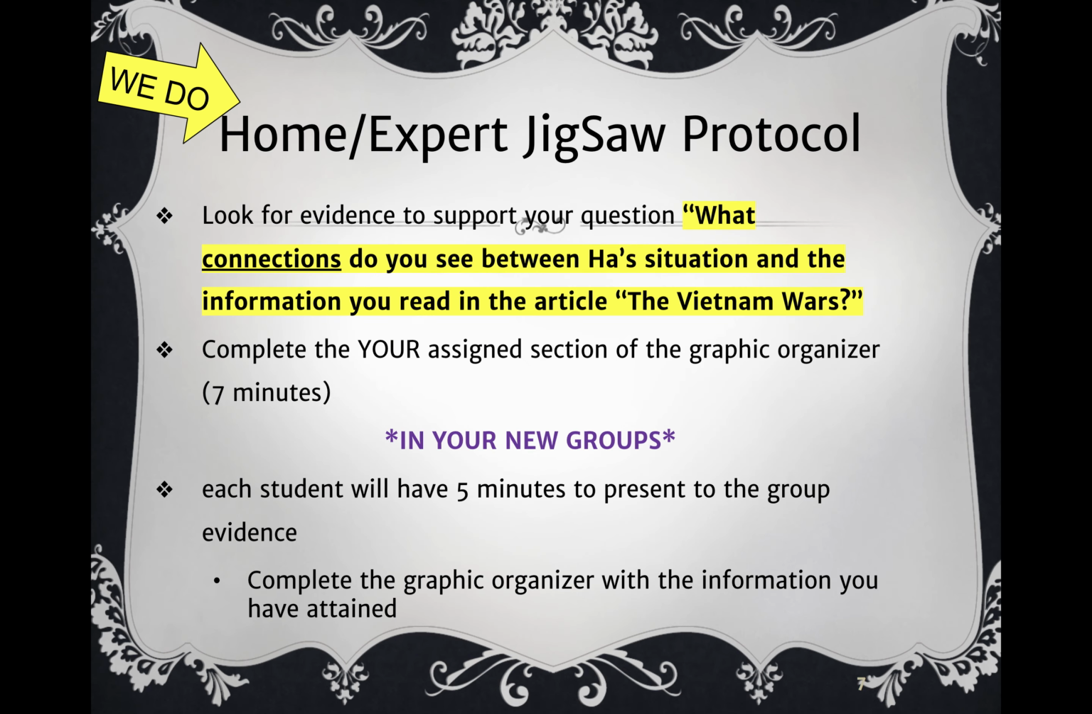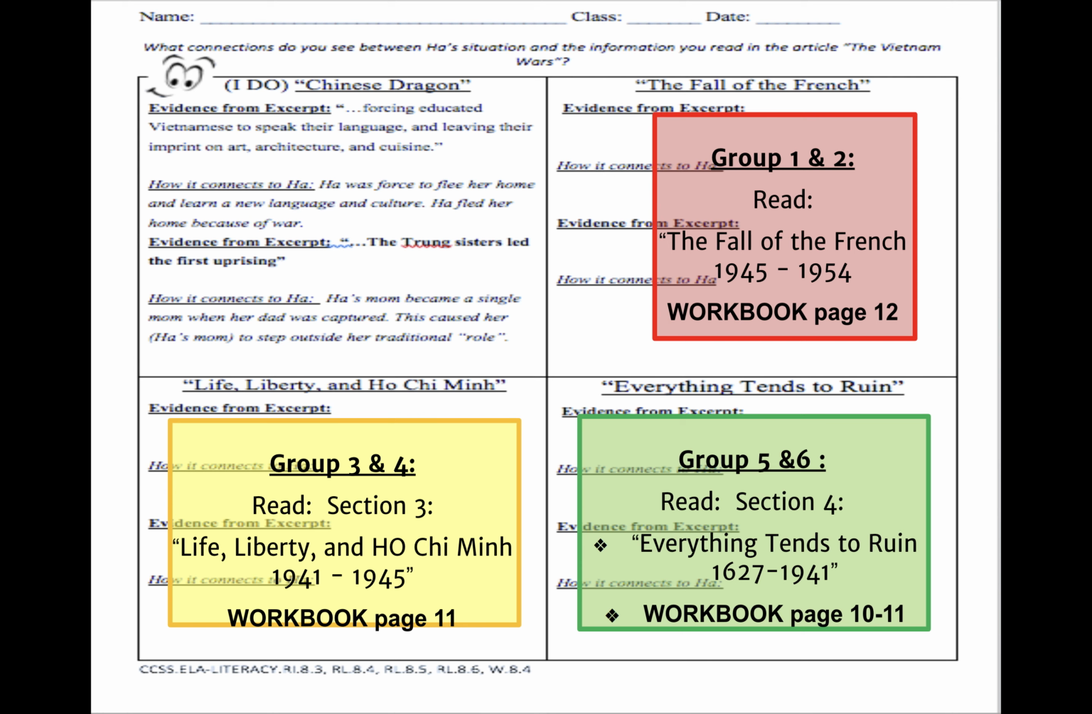In this home and expert jigsaw protocol, again, the question that they're keeping in mind is what connection do they see between Ha's situation and the information read in the article. They will be working with their groups. They will be assigned roles for the gist and filling out their graphic organizers, and preparing to go to other groups and learn from one another and fill out their graphic organizer based on what they learned from the other groups. This is what the workbook looks like.